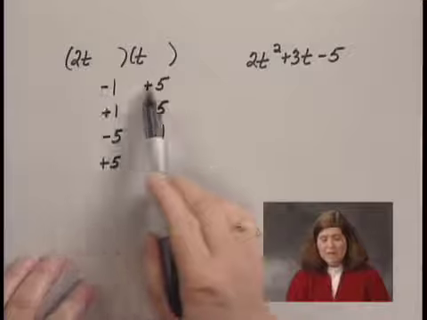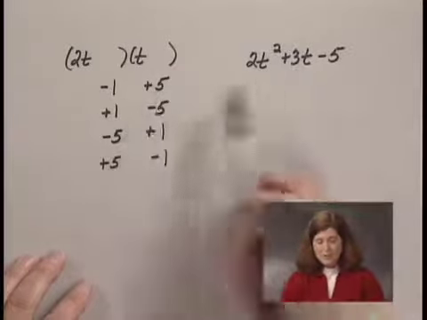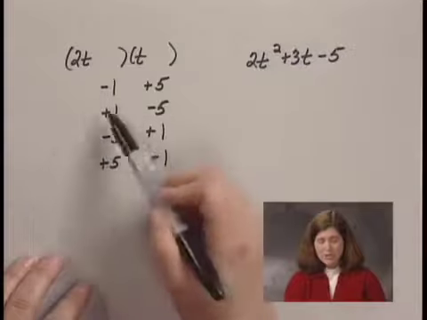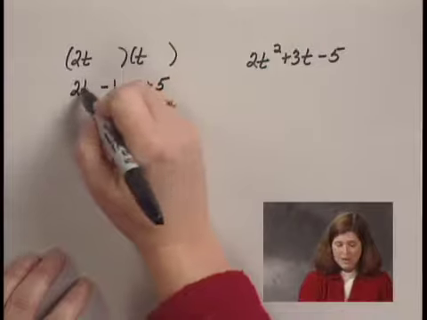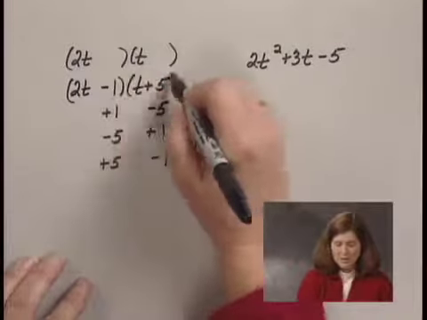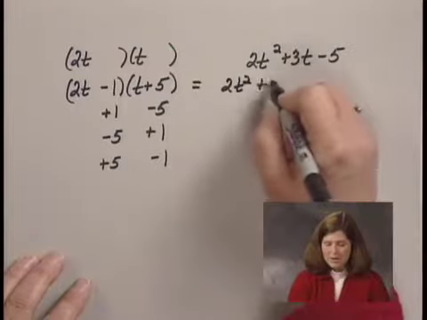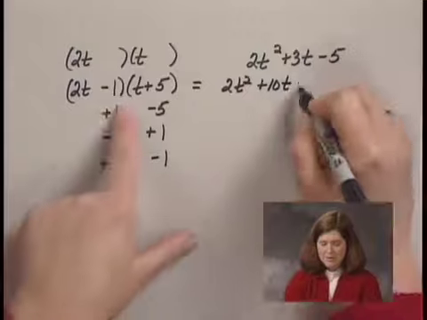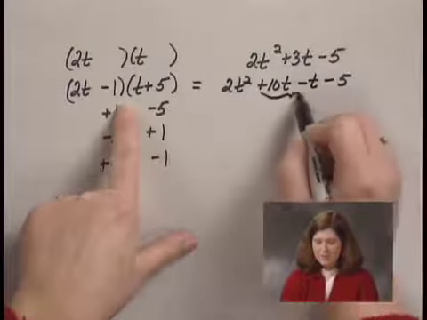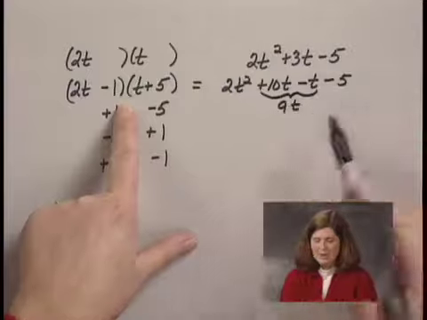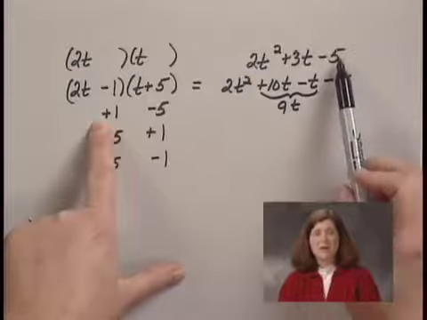Now, I'm going to check this first one. If on this first one I don't get a +3 or a -3, I don't need to check the next one, because changing the signs will only change the sign of the middle term. So let me check this one here. When I multiply, I get 2t squared plus 10t minus t minus 5. My middle term is 9t. If I change the signs, I'll get a middle term of -9t. Neither one is what I want.